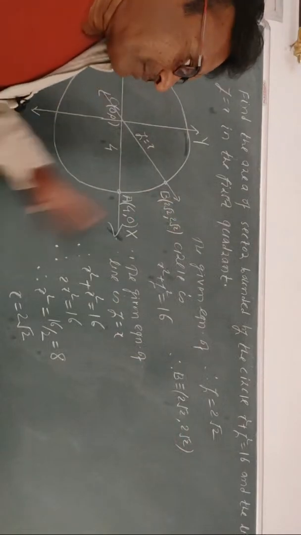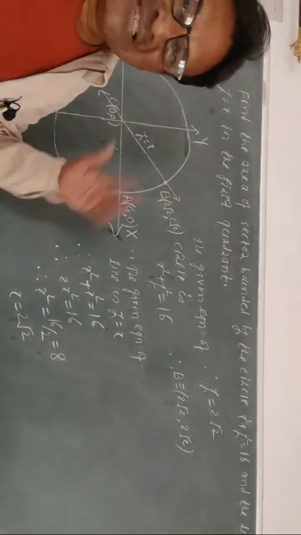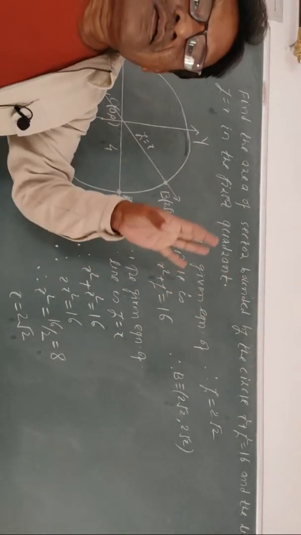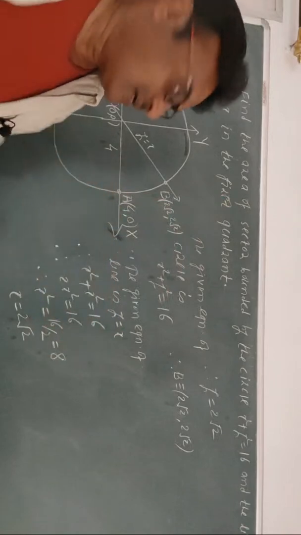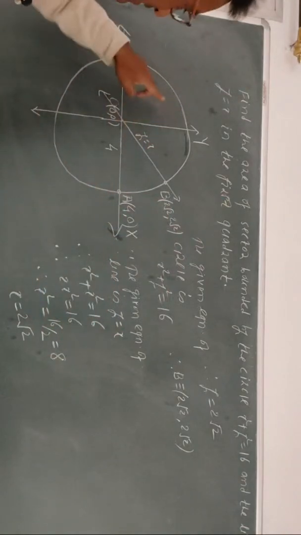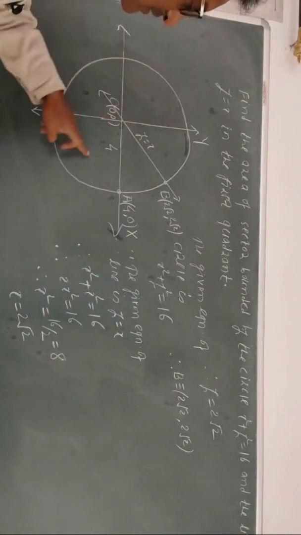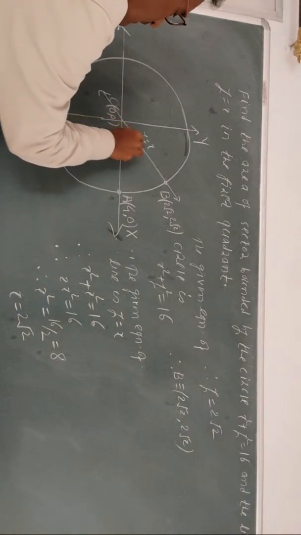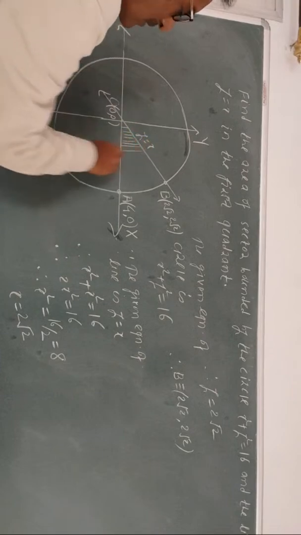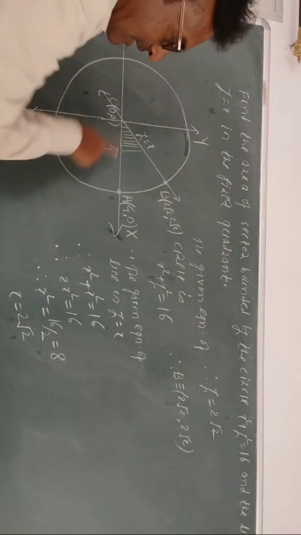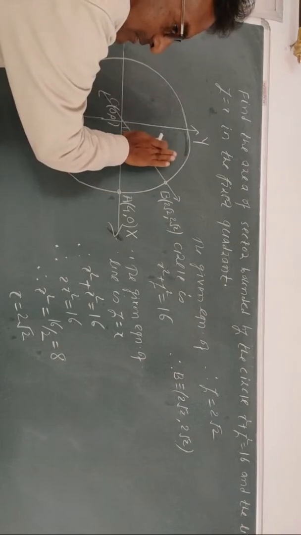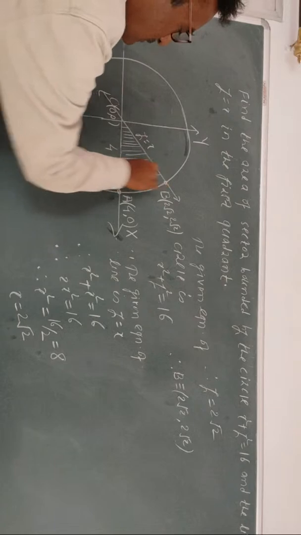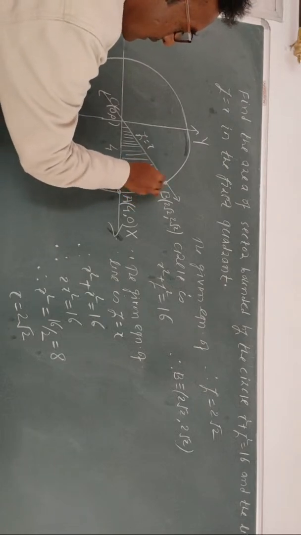And here our aim is to find out the area of the sector bounded by the given circle, line and x-axis in the first quadrant. So this is the first quadrant, this is the second quadrant, this is the third quadrant, and this is the fourth quadrant. So we find this area, which is bounded by the given circle, given line and x-axis in the first quadrant.